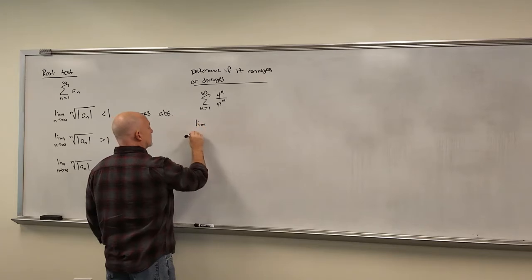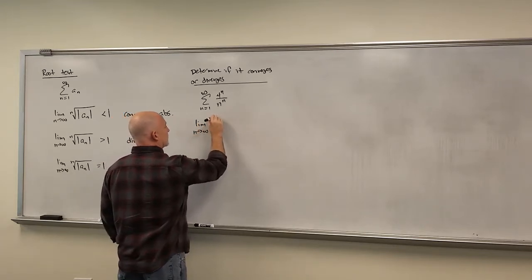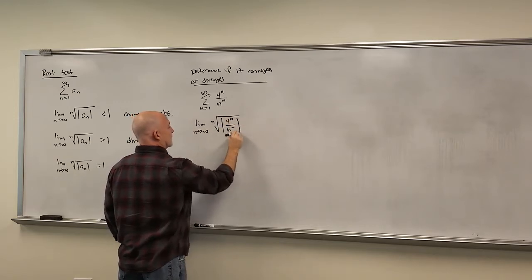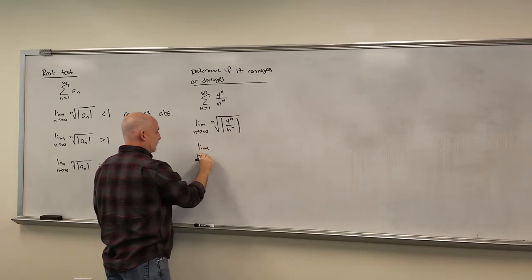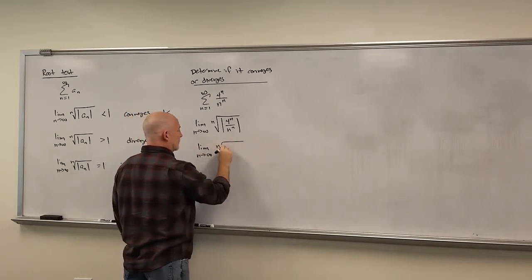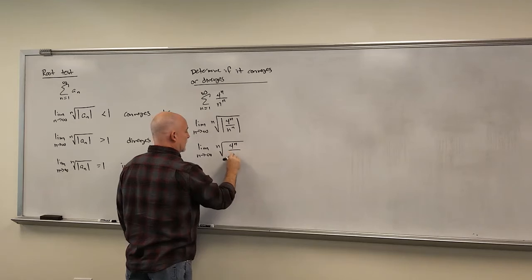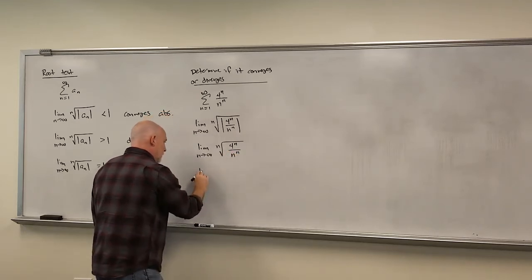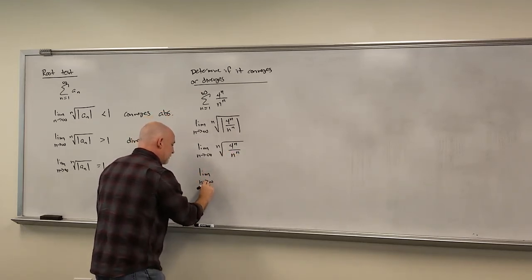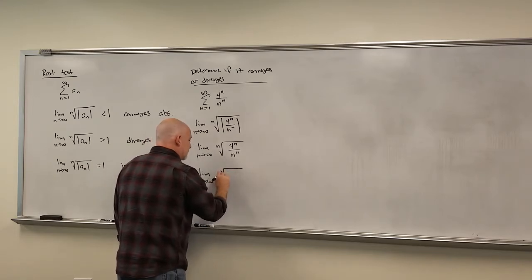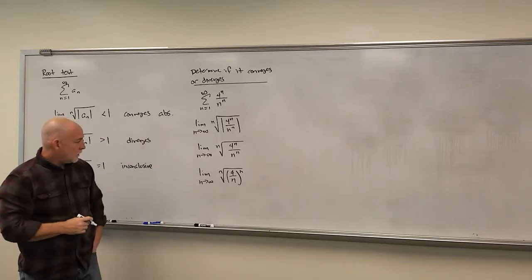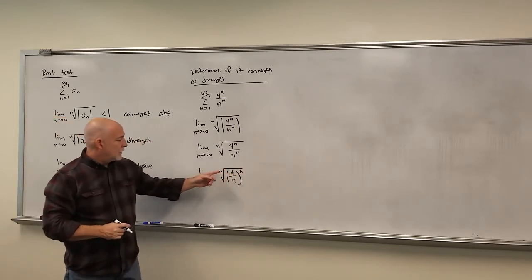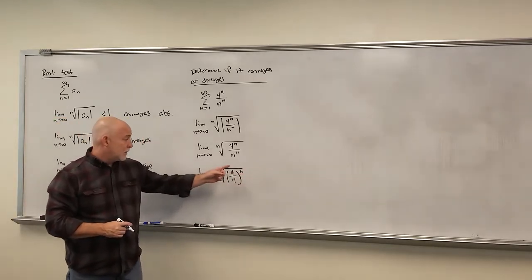So I'll do the limit as n goes to infinity, the nth root of the absolute value of 4 to the n over n to the n. Well, since everything inside there is positive, I can get rid of the absolute value. So this is really just the nth root of 4 to the n over n to the n, which, if you want to write it like this, is the nth root of 4 over n, to the n. Now, since our power and our root are the same, they're going to cancel.